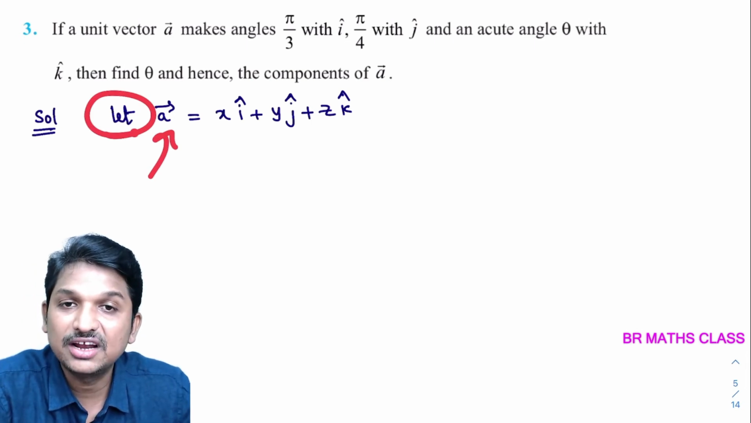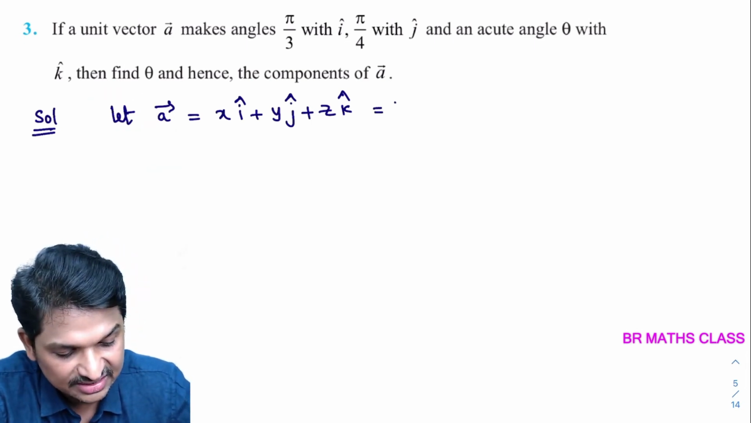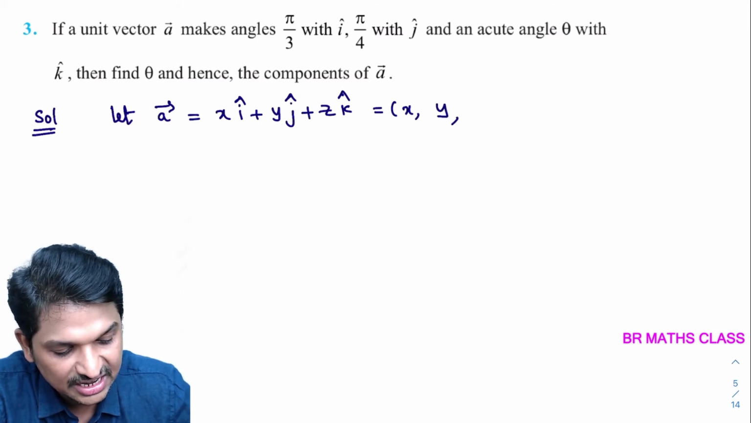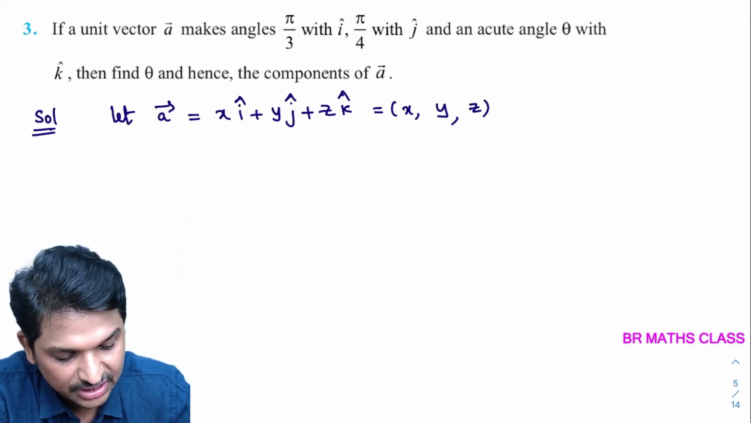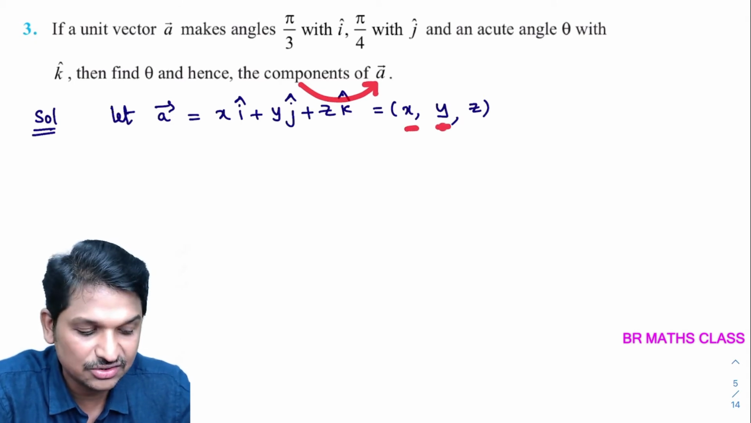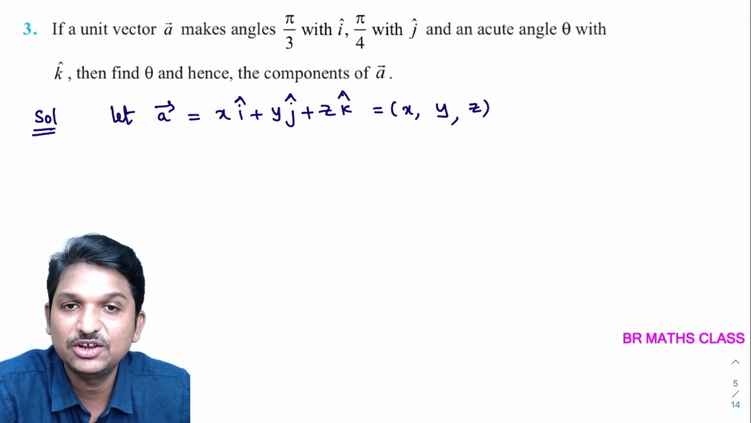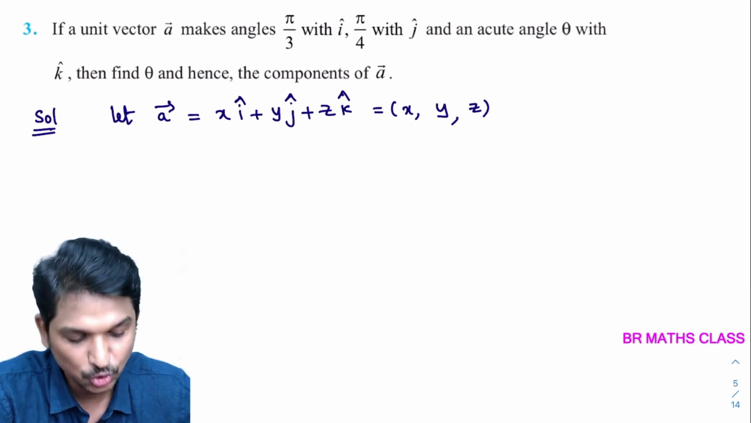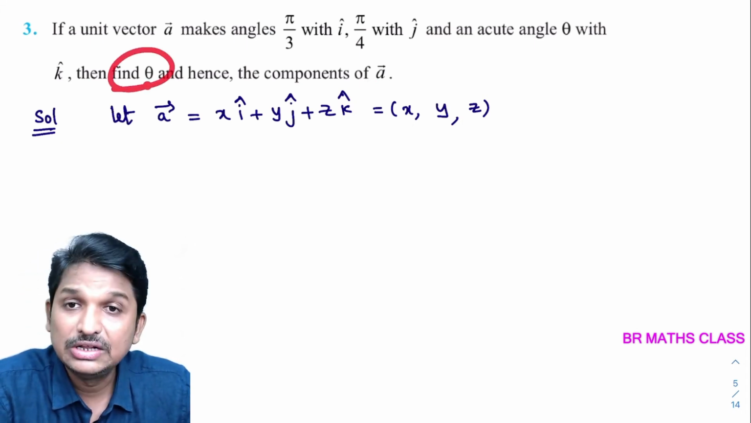What are the scalar components of this vector here? As it is xi cap plus yj cap plus zk cap, the scalar components are x, y, z. You observe here, they are asking the components of A bar. That means at the end, I need to calculate the x value, y value, z value. Okay. So here they are also asking to find theta.